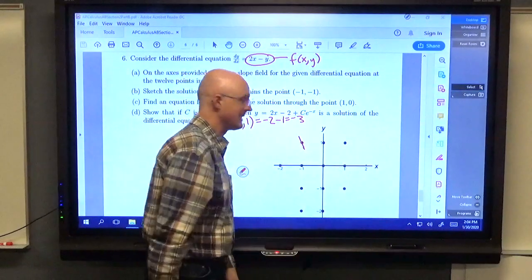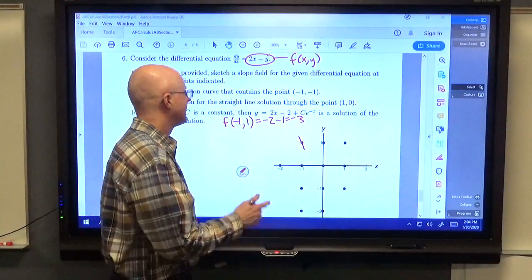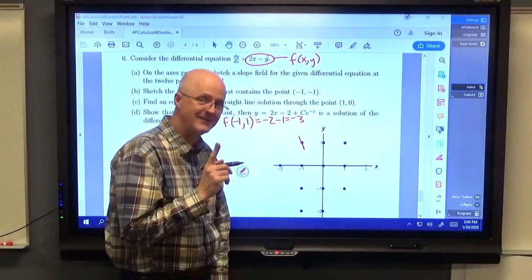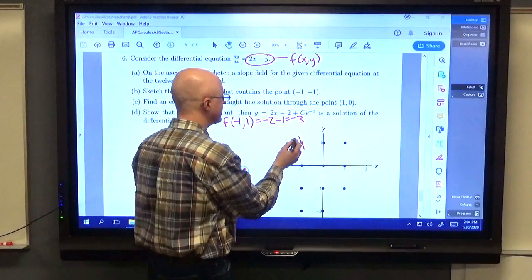And now I do it for the other 11 points. Yikes. There are tricks to save you some work. The slope here is negative 3.